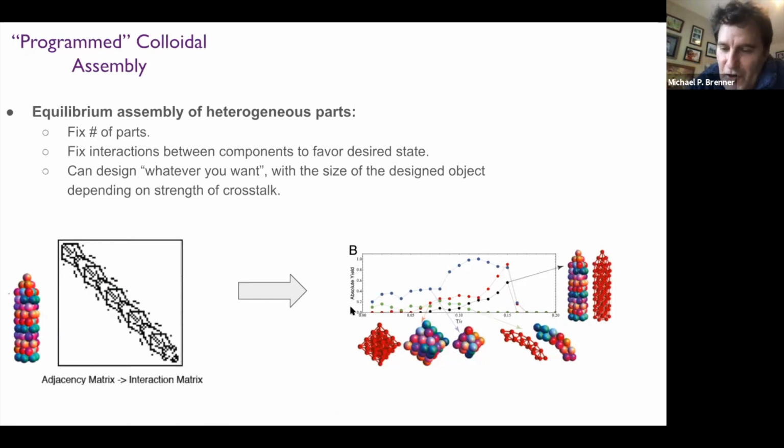These are yield curves for a bunch of different structures that were designed this way. This is yield as a function of temperature. At low temperature the yield is low because the system gets stuck in kinetic traps; there's a glassy type of transition at low temperatures. At very high temperatures the whole thing falls apart. And there's an optimal point where you can maximize yield. What we found was that the maximum yields could be of order 50 to 70%.